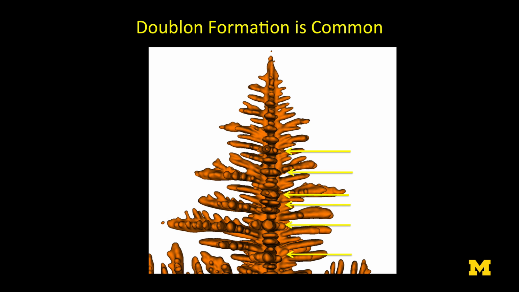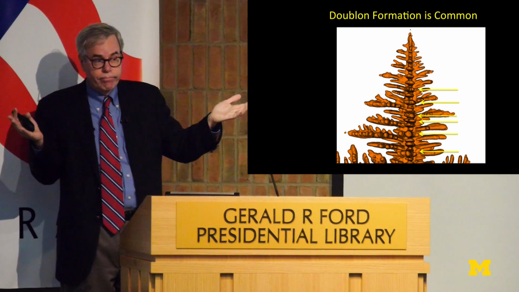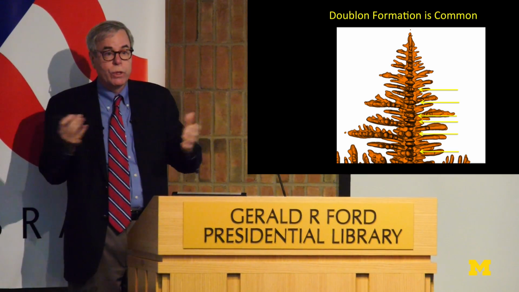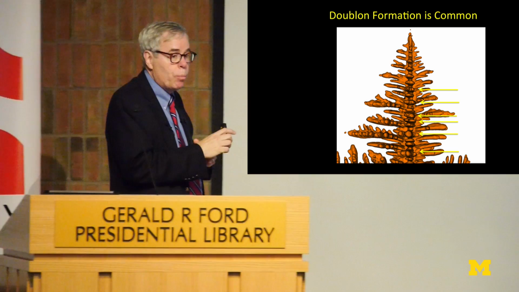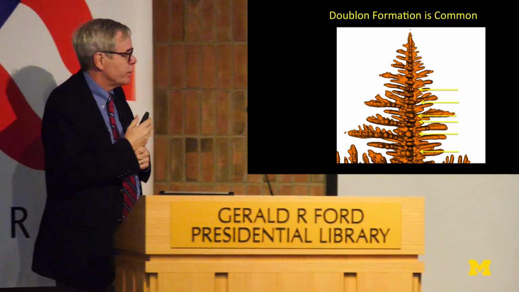If you go down the dendrite stem, you have doublons and doublons and doublons. It's actually occurring quite often. And the answer is why? We don't know. This is still an open question in the community. We don't really know why they form these doublon structures.